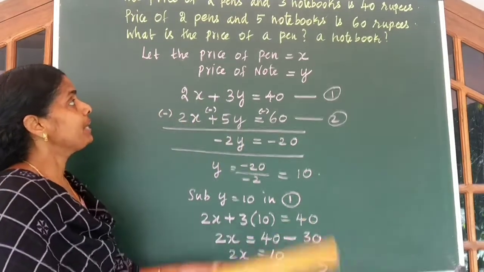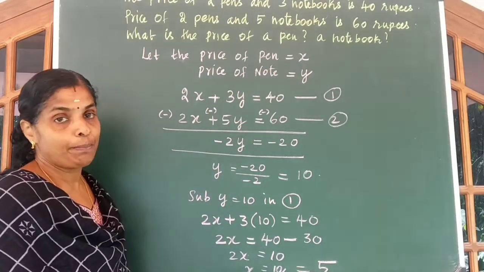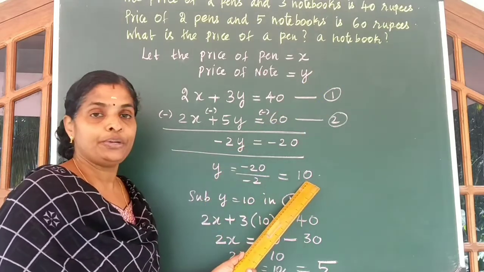From this, what did you get? Price of pen is going to be 5 rupees, and price of notebook, which is y, is equal to 10 rupees.